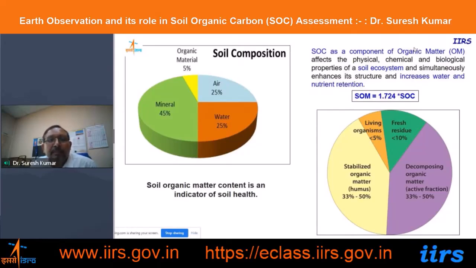If we see the composition of organic matter, then we find that less than 10% is fresh residue, less than 5% is living organisms, microbes, 33 to 50% is very stabilized organic matter, which is present in the form of humus, and nearly 33 to 50% is decomposed organic matter, which you can say is very active organic carbon. This 33 to 50%, after years of decomposition, may be converted into humus, and humus we can say is a very stable organic carbon. So organic carbon present in humus is not easily decomposed. These compositions are in general present in the soil.